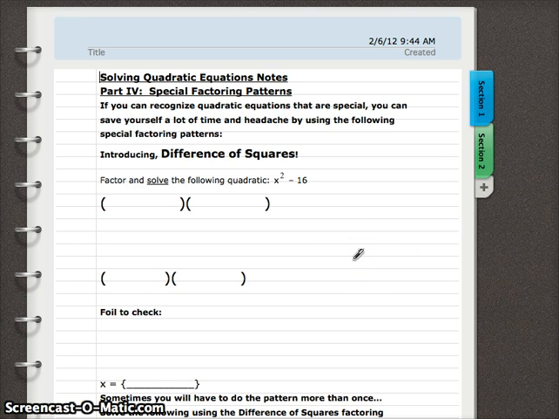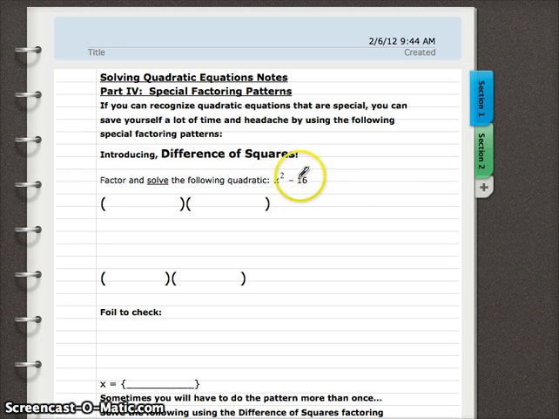Alright, so the first special pattern is called a difference of squares, or a difference of two squares. And they're really easy to spot because there's only two terms in the quadratic. So if you ever see a quadratic with only two terms, chances are it's going to be a difference of squares, and you're going to be allowed to do this special little pattern here. And it's really quick. So let's see what we do.